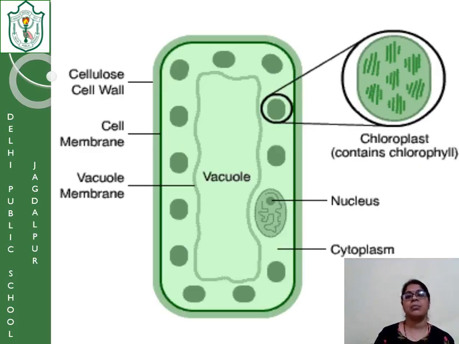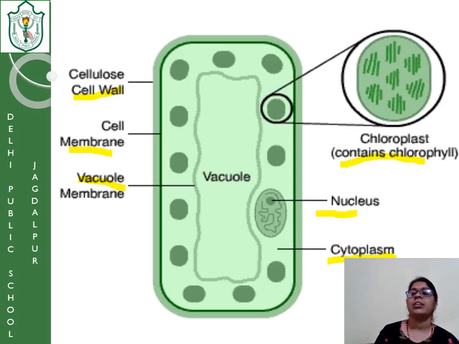The next diagram shown to you is a simple structure of a plant cell. This is the cell wall. Then the other one is the cell membrane, and there is a large central vacuole present. And these are the plastids; the green-pigment-containing plastid is called a chloroplast, which contains chlorophyll. There is a nucleus, and the fluid present is the cytoplasm.